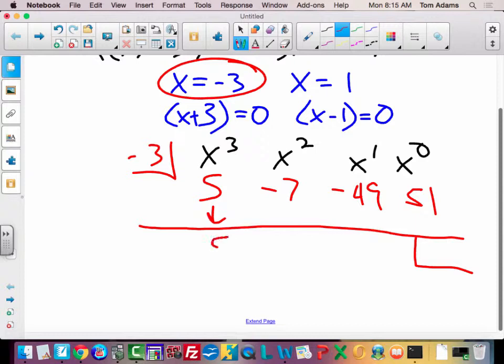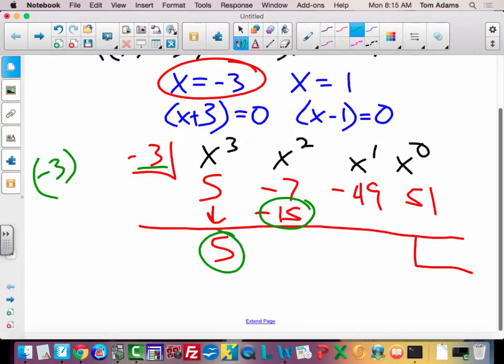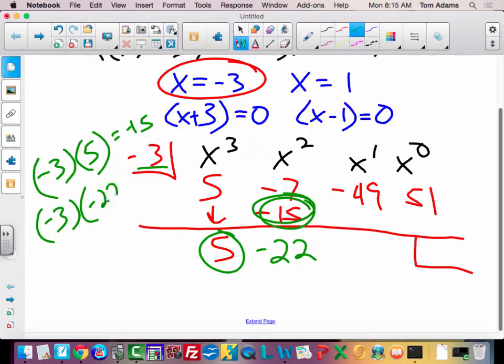So I'm just going to drop the 5 down. 5 times -3 is -15. Remember, the way that I'm getting this -15 is I'm taking this -3, and I'm multiplying it by this number, 5, and that gives me -15, which is how I get this number. So I add those up, I get -22. -22 times -3 is a positive 66, so I put the positive 66 here. -49 plus 66, so what is that, 17? Okay, and then 17 times -3 is actually -51. So my remainder is 0. My 0 looks a little funny, but it is 0, okay?